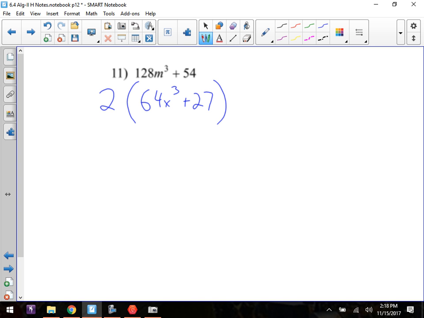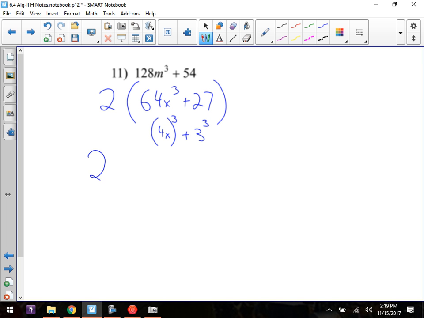Now, is 64 a perfect cube? Yeah, it's 4. So this is technically 4x cubed plus 3 cubed. So when you're using that special pattern, you have to remember to square the 4 as well. So it's not just going to be 4x squared, it'll be 16x squared. Silly mistake that happens all the time.